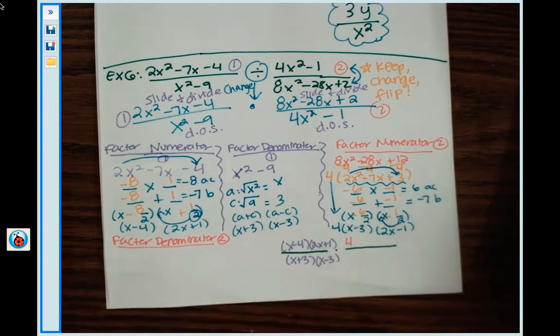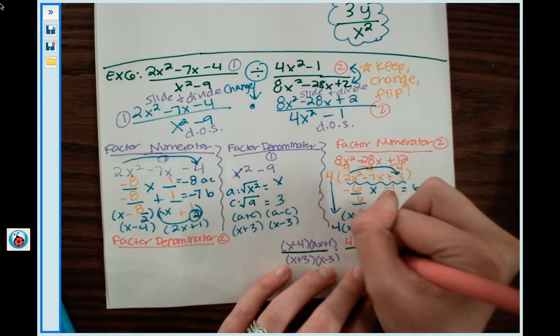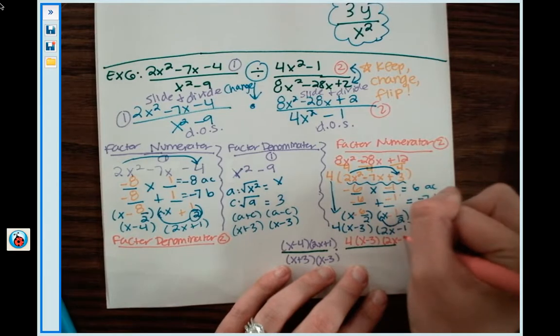So I'm going to write all of that in the numerator of my second fraction. So we got an x minus 3 and a 2x minus 1.